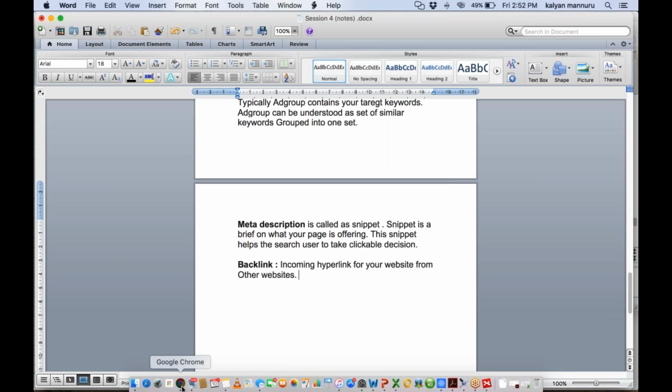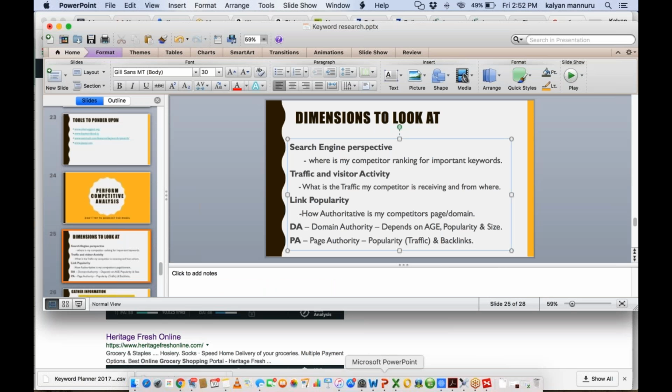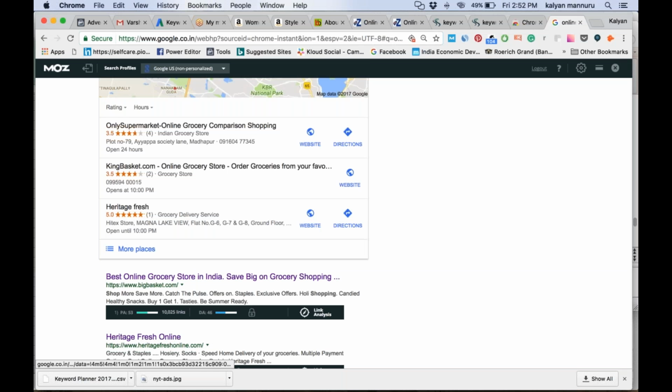So if there are more incoming links, then Google identifies your site as a popular one. If more people are visiting your website, if the traffic is more, then also Google believes that your site is popular. Based on the popularity, the age, and the number of pages you have on the website, it will tell you how authoritative your domain is.